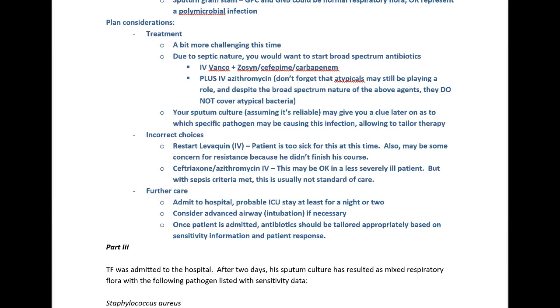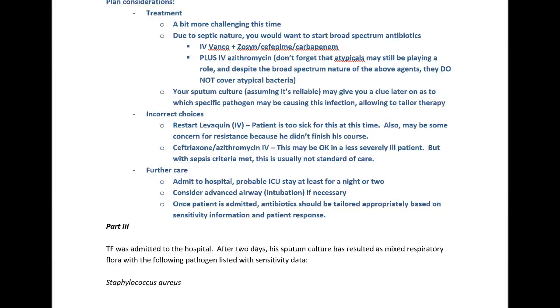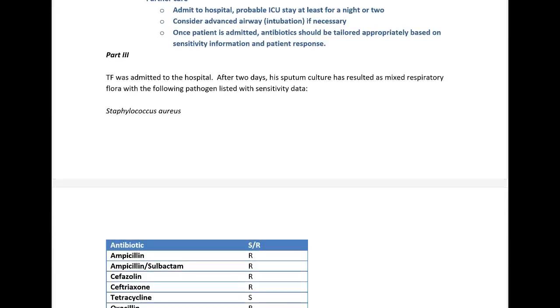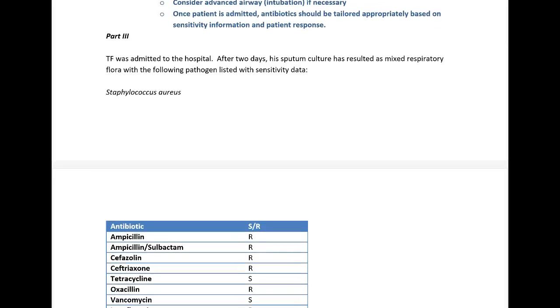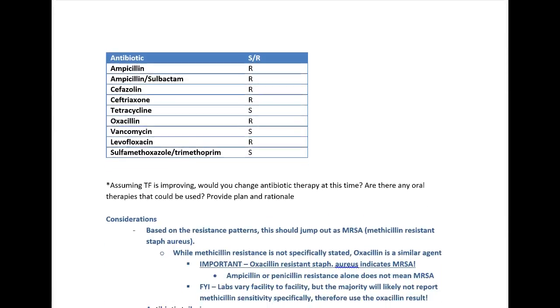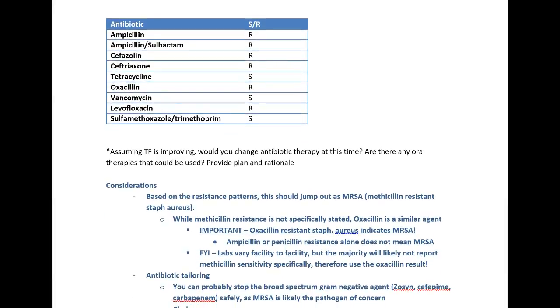This guy's probably going to go to the hospital. Might go to the ICU depending, and if his O2 sats continue to decline and his respiratory problems aren't resolving, you might consider an advanced airway like intubation. Okay, so we admitted him to the hospital. Two days later, we get a sputum culture with mixed respiratory flora, but we did get the following pathogen come out. So we got Staph aureus, and then here are the following sensitivities to it.